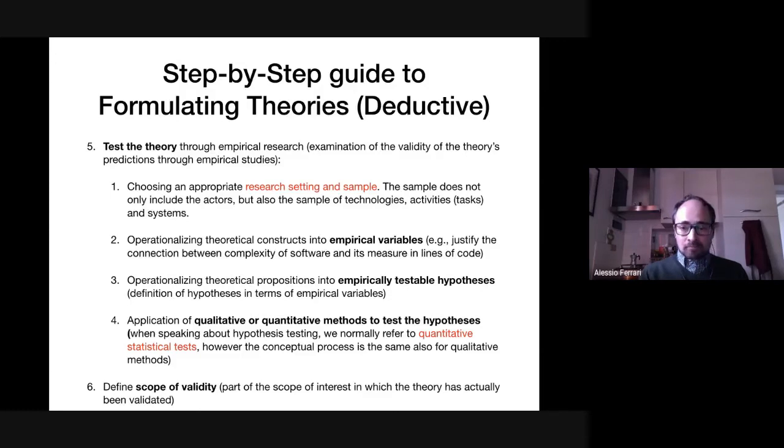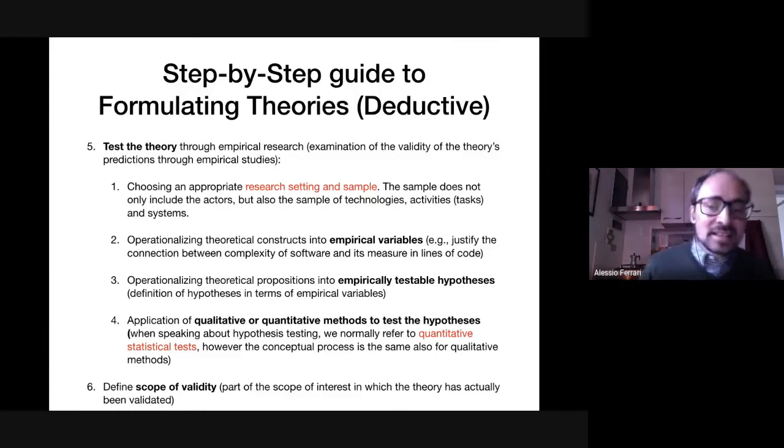Then I operationalize theoretical constructs into empirical variables. So I transform these constructs into variables that can be measured in reality. A term like testability or documentation quality needs to be measured. And then I translate the theoretical propositions, the propositions that belong to the theory, into hypotheses, as I was saying before. So I transform these propositions into hypotheses that I can test. The hypotheses are expressed in terms of empirical variables.